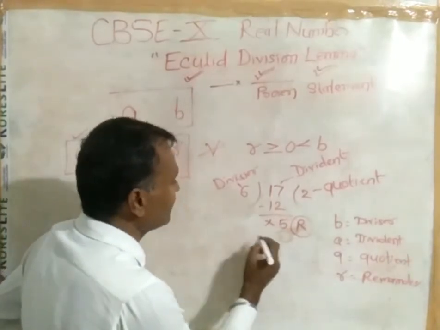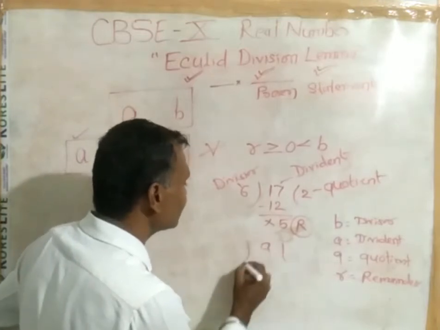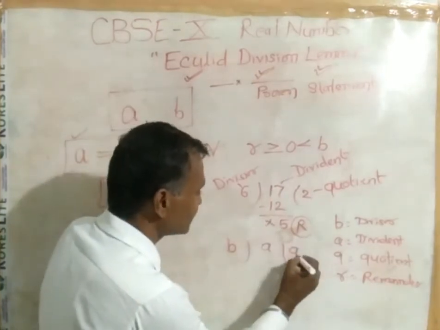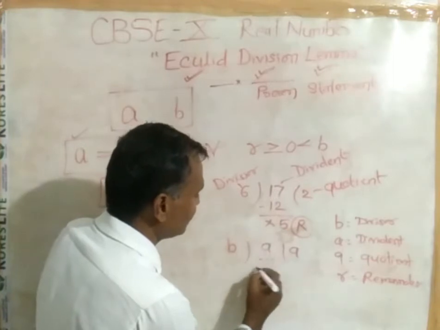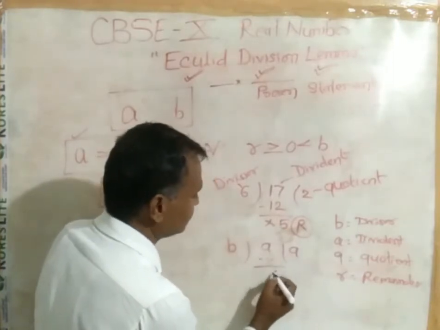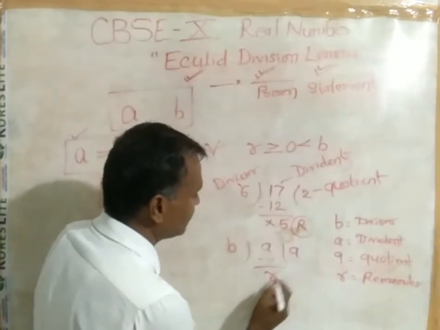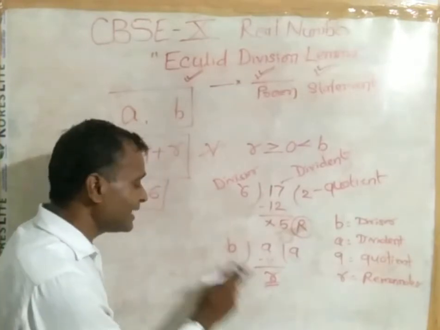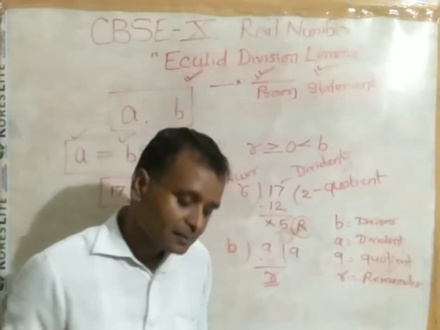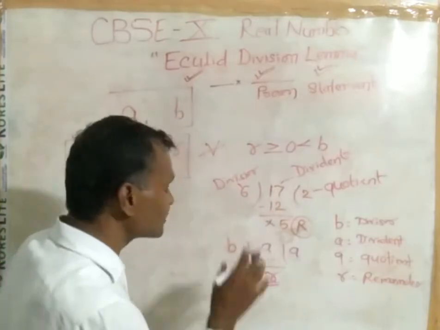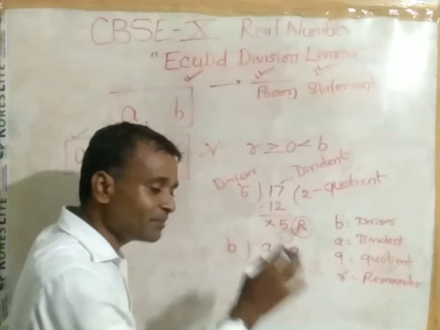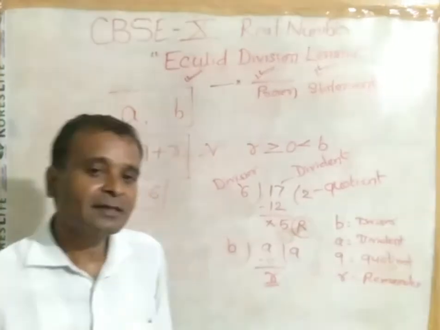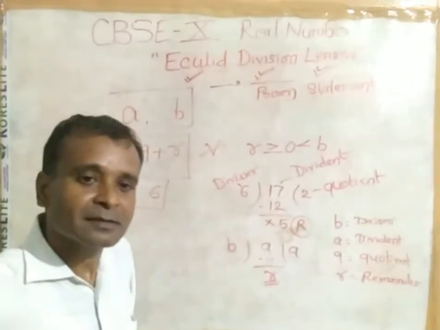If a is a whole number and we divide it, then what do we get? We get a quotient and a remainder. The remainder is equal to 0 or smaller than b. Why is it smaller than b? Why can't it be greater than b?